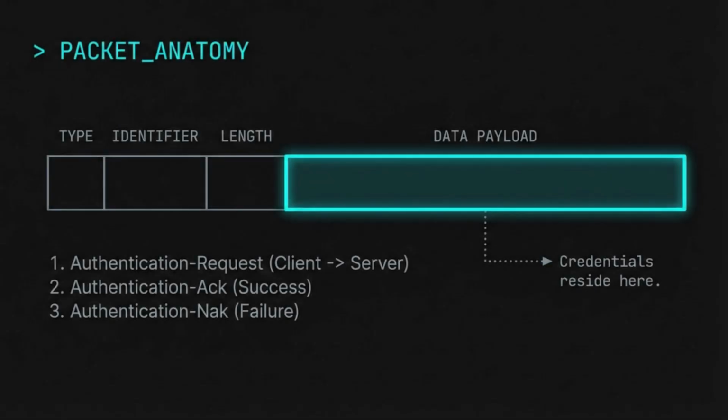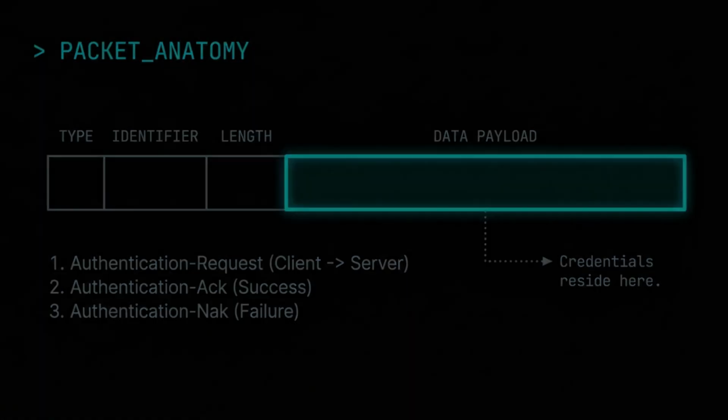Now, if we look closer at the packet itself, you'll see it's incredibly simple. You've got a small header that says what type of packet it is, an identifier, and the length. The rest of it is the data payload, and this is where the username and password actually live. There are only 3 packet types in this whole exchange: the initial authentication request from the client, a successful authentication ACK from the server, or a failed authentication NACK.